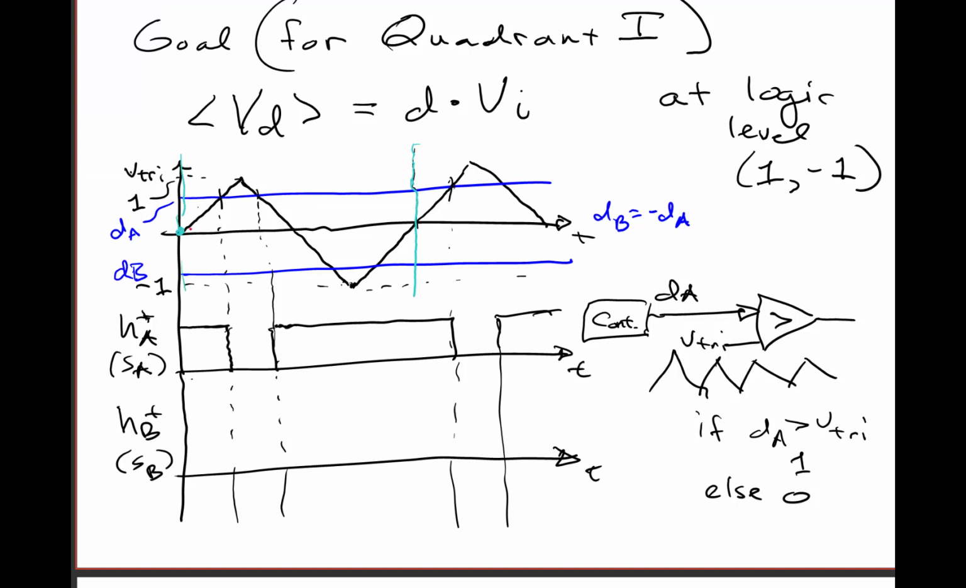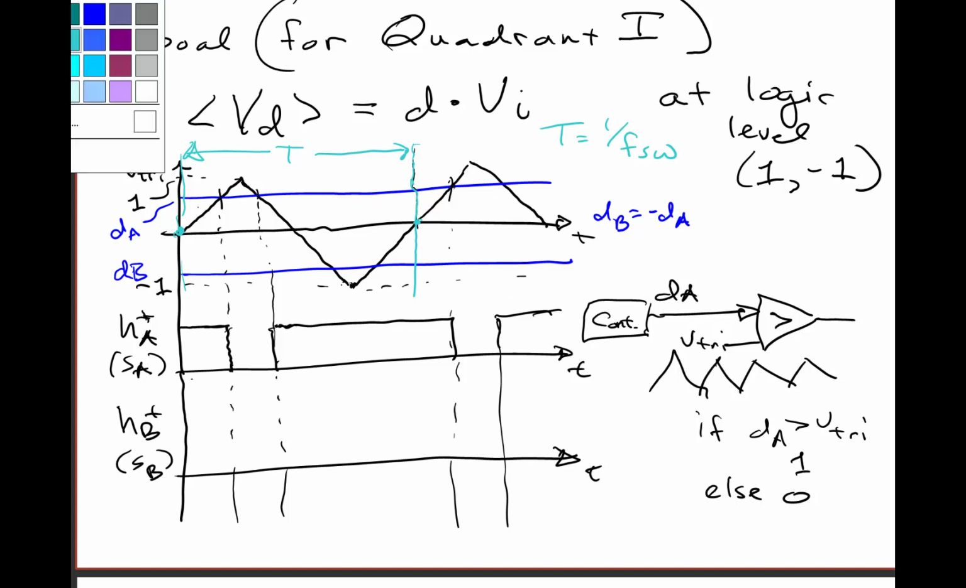So I start the triangle at this point, and then it starts to repeat. So this repetitive triangle, that's what we call the period. Remember, the period was 1 over the switching frequency of the devices, because this is going to cause a device to change state every time one of these crossing points occurs. Does it make sense?